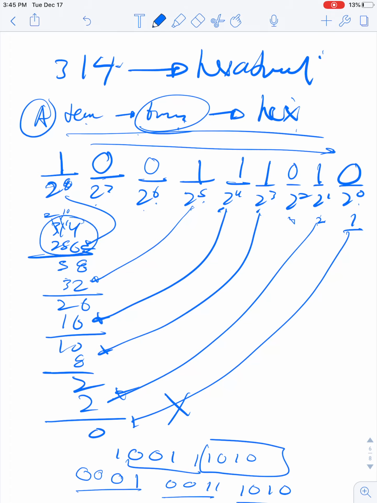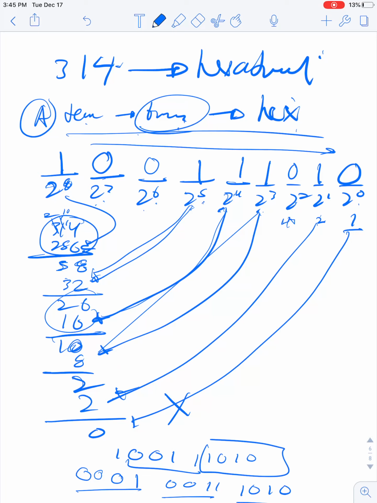So 2 to the 8 is 256. I subtract that from 314. My remainder is 58. What number can I subtract from 58 without getting a negative number? So this one is 0. That's not right. 2 to the 5, that could be it. 32. Minus that. Next 2 to the 4, 16. Yeah, I can put that in. Subtract those together. That gives me 10. Next, 2 to the 3. That's 8. Yes, I can subtract that.